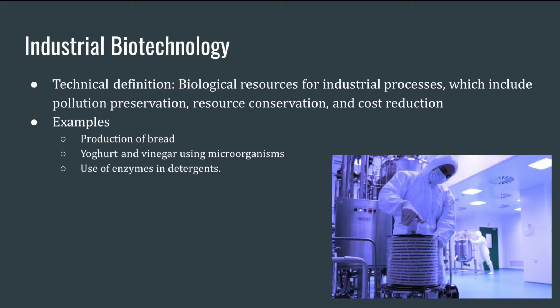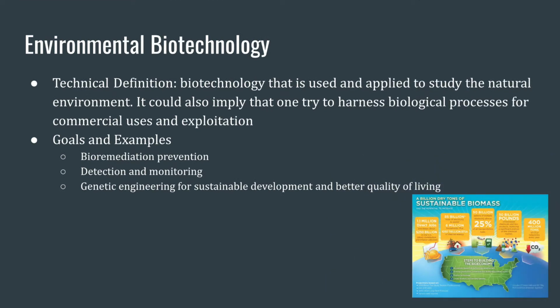So industrial biotech. Industrial biotech is the use of biological resources for industrial processes, which include pollution prevention, resource conservation, and cost reduction. Examples include production of bread, yogurt, and vinegar using microorganisms, and the use of enzymes in detergents. This technique is mostly used by companies and factories for cost reduction, to maximize production and stuff like that.